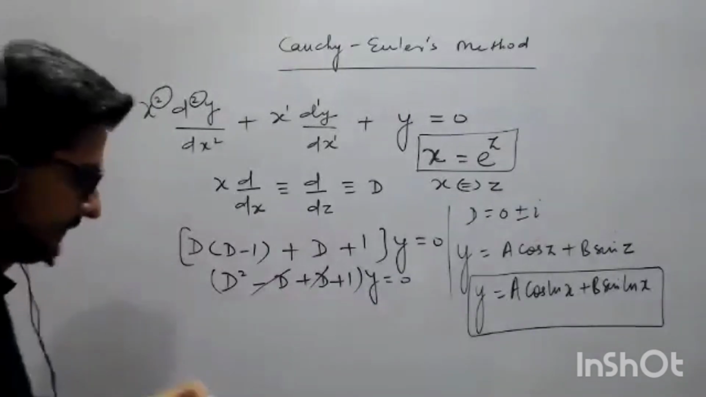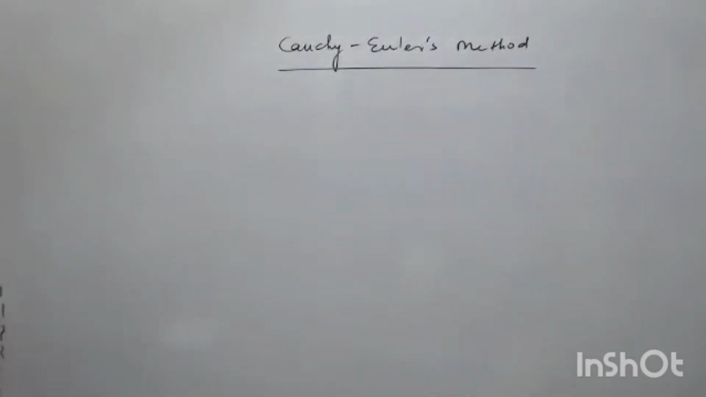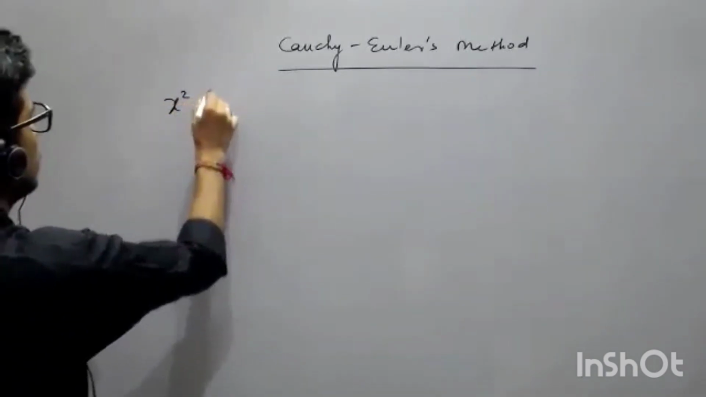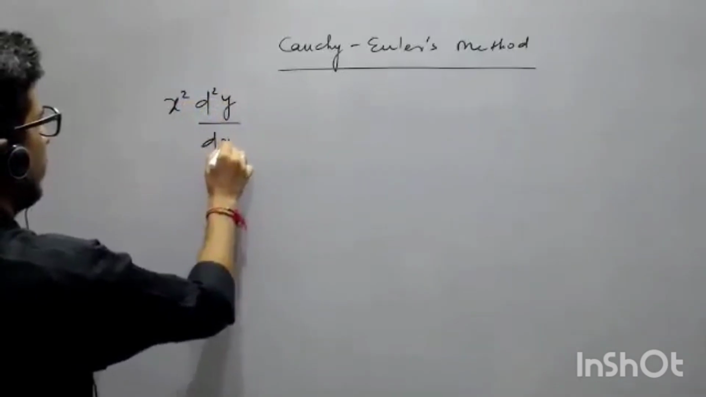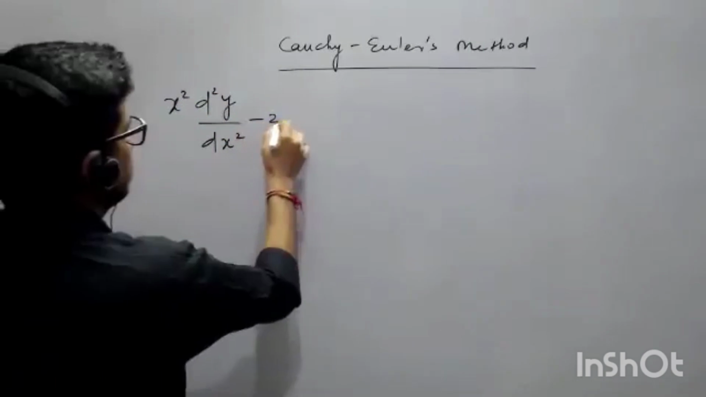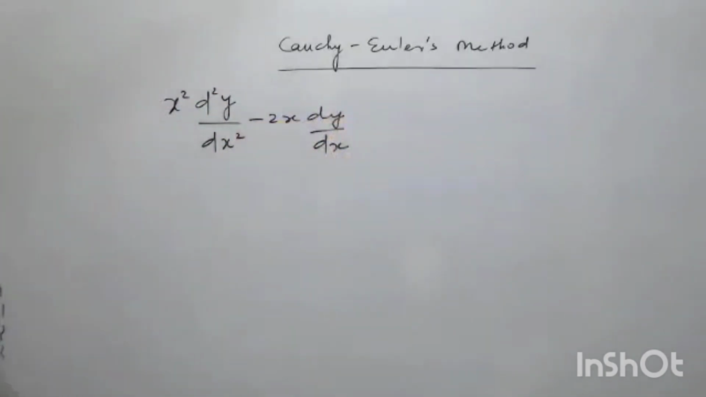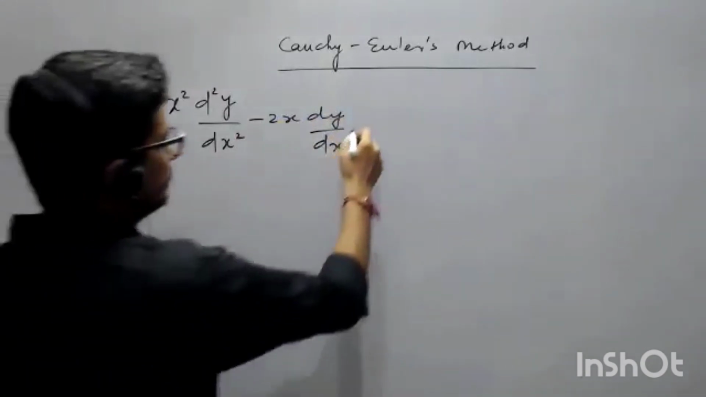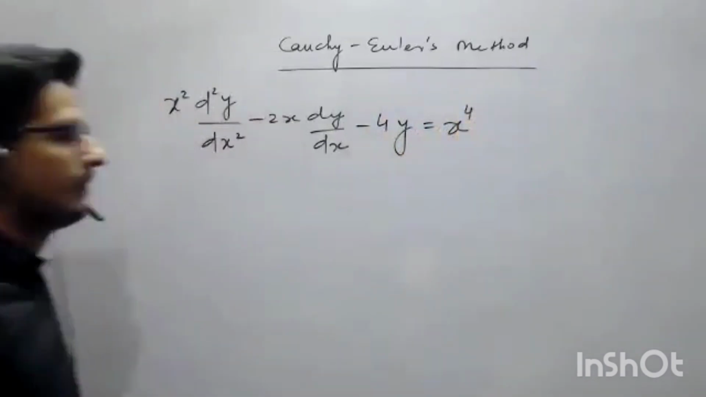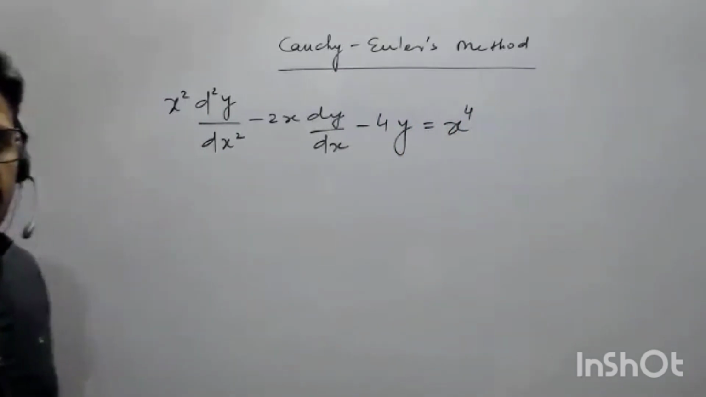Can I erase this? So let me take one more case. x squared d2y by dx2 and then minus 2x dy by dx and minus 4y is equal to x to the power 4.